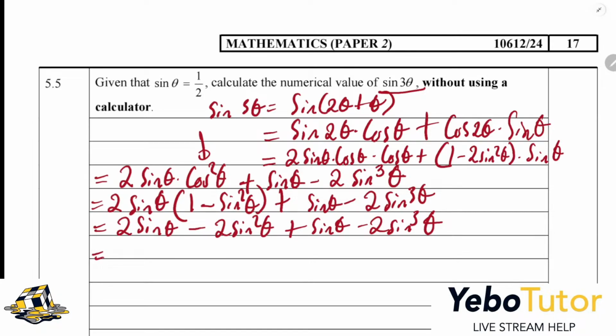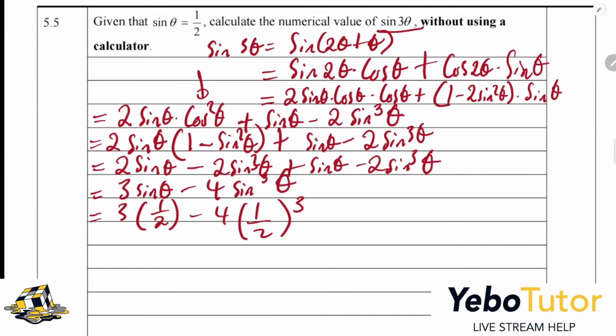That is going to give us a positive 3 sine of theta, minus 4 sine cubed of theta. Then this will be the same as sine theta is 1/2, to the power 3, because then you can use your calculator to get the correct answer over there. So your life is already easy, guys, so don't worry a lot.